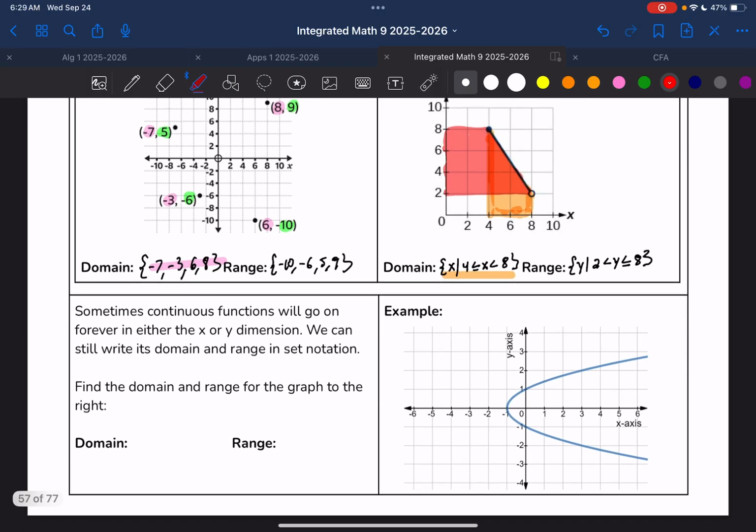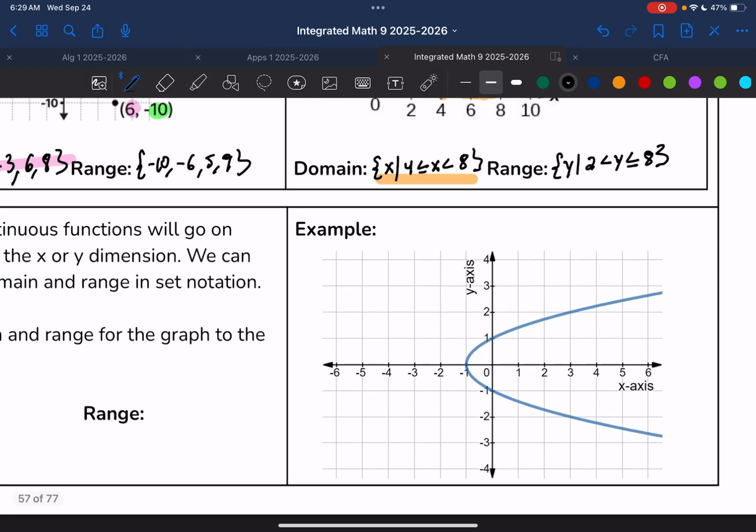All right. And sometimes continuous functions will go on forever in the x or y direction. When that happens, we're going to use infinity to represent that. So if it's one-sided, then we use infinity. If it's two-sided infinite, we do something different. I'll show you that in a minute. So let's start with the domain.